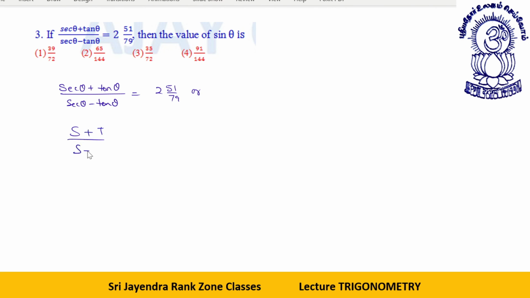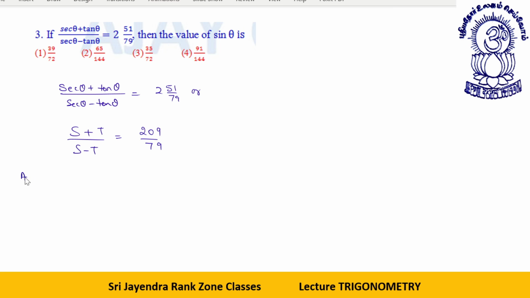You have sec theta plus tan theta upon sec theta minus tan theta equal to 251 by 79. Or this can be written as sec plus tan upon sec minus tan is equal to 2 into 17 is 158, 158 plus 51 is 209. This becomes 209 by 79.